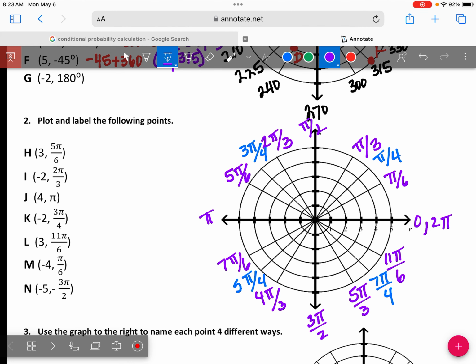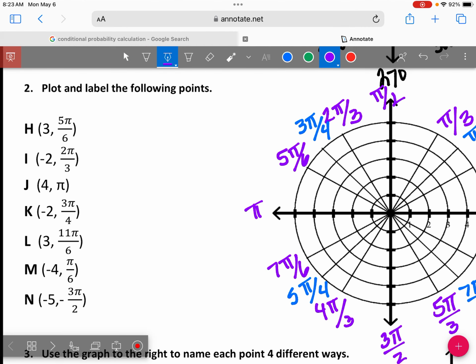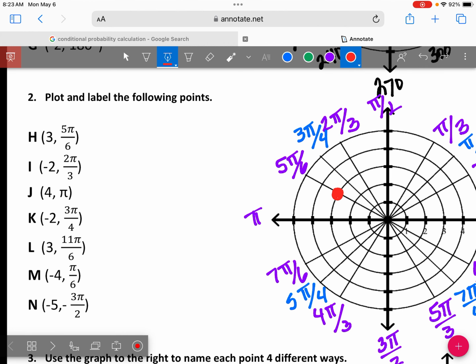So we have our first one, which is 3 and 5 pi/6. So 5 pi/6 out to the 3rd ring will be 1, 2, 3. That'll be right here, and that would be H. Two pi/3 is here, except it's a negative. So 2 pi/3 is sharing with 5 pi/3. Because it's a -2, I'm going to count backwards, 1, 2. So it actually is going to land right here. And that would be point I.